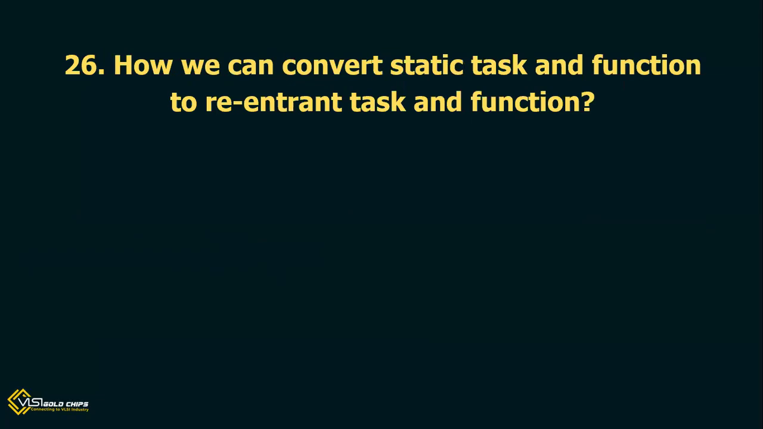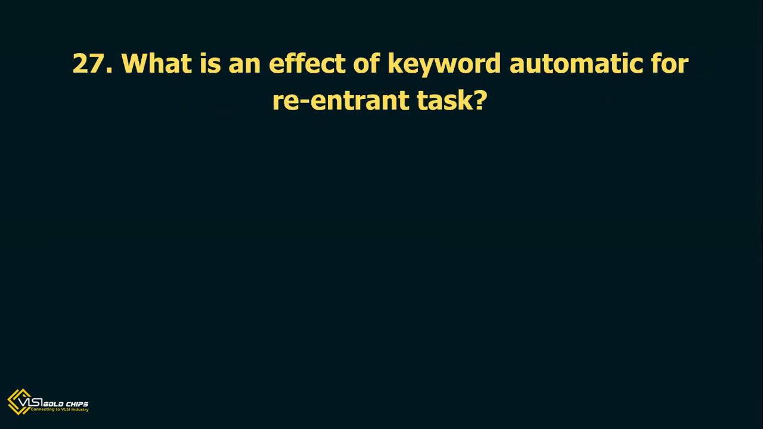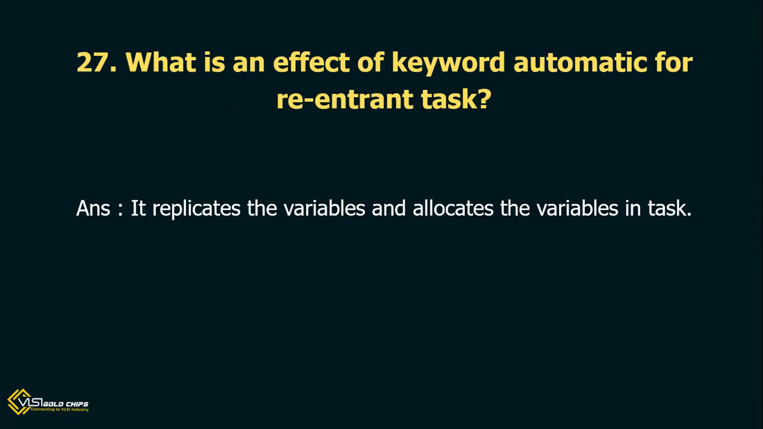The next question is, how can we convert a static task and function into a reentrant task and function? By adding the keyword automatic between task and the name of the task, we can convert. Next question is, what is the effect of the keyword automatic for a reentrant task? It replicates the variables and allocates the variables in the task.